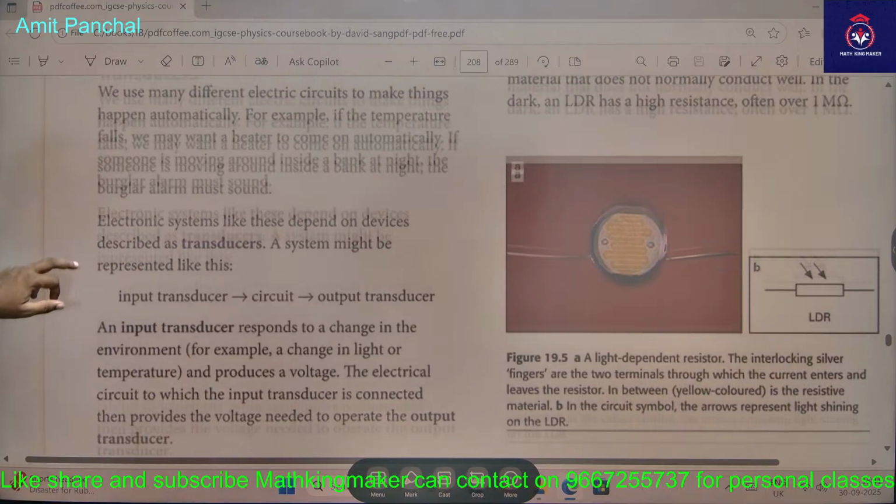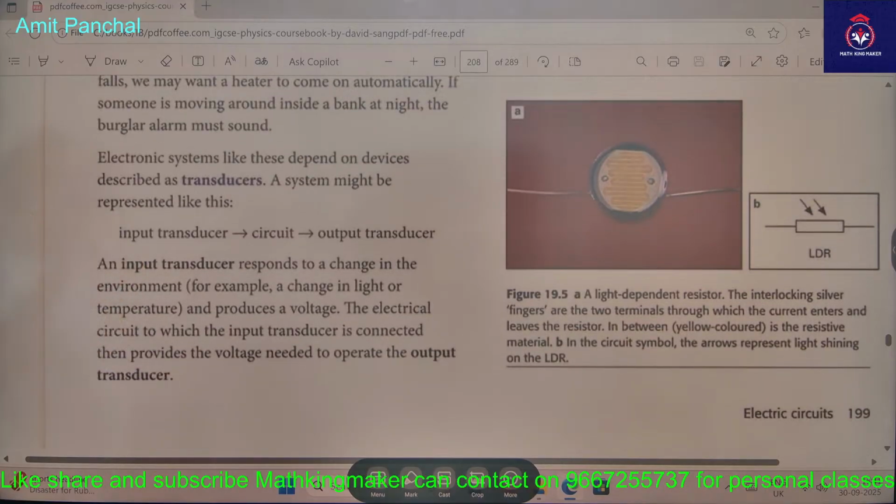So an input transducer responds to a change in the environment, for example, a change in light or temperature, and produces a voltage. The electrical circuit to which the input transducer is connected then provides the voltage needed to operate the output transducer.